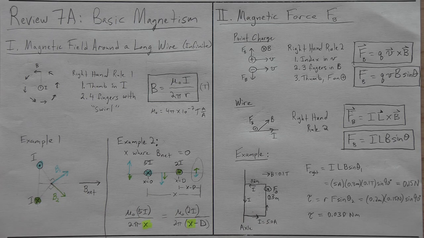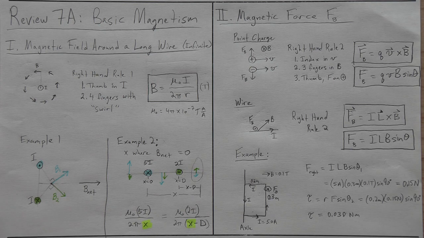So the first thing is we've got to find that force, ILB sine theta 1. This theta 1 is the angle between the current and the magnetic field, which is 90 degrees. I just plug in everything here: the 0.3 meters, the length of the wire, 0.1 Tesla, 90 degrees, and I get 0.15 newtons.